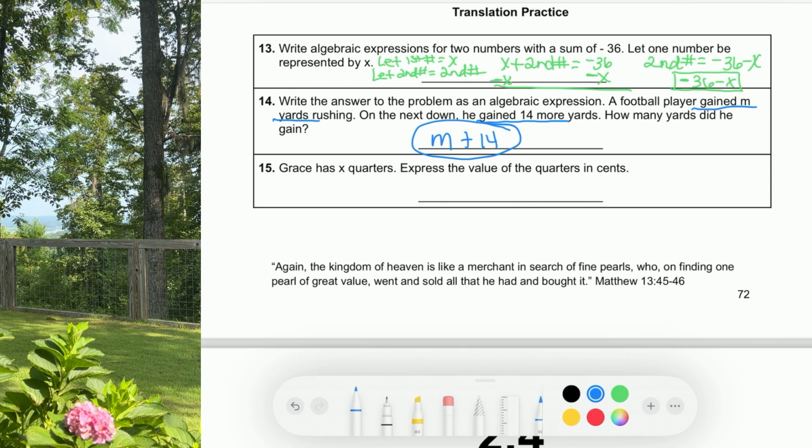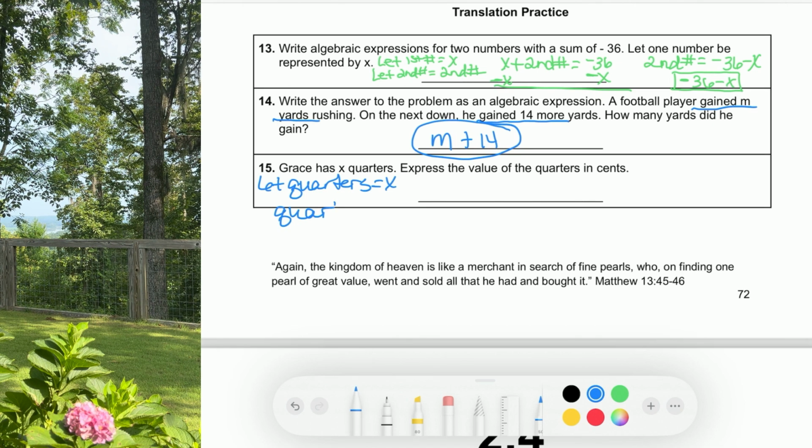All right, number 15. Grace has x quarters. Express the value of the quarters in cents. All right, so let's think this through. She has a certain number of quarters. So let quarters equal x. X represents them, okay? We need to know how much quarters are worth. They're worth 25 cents, okay?